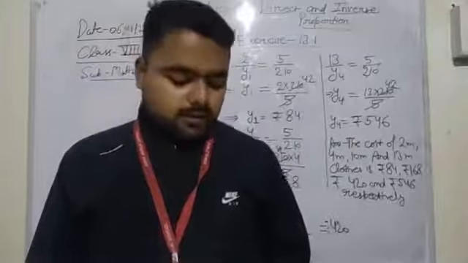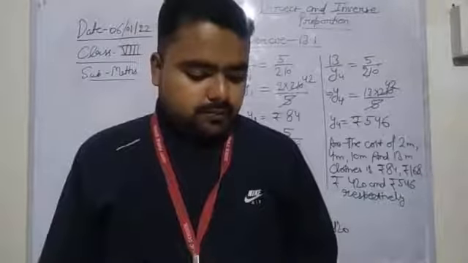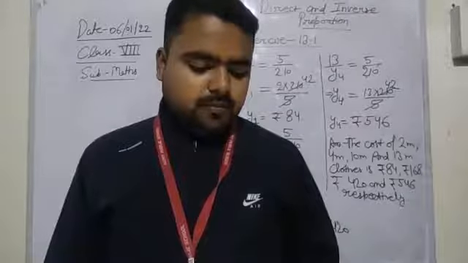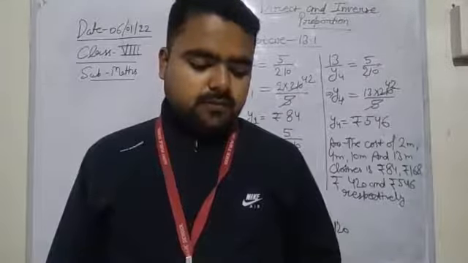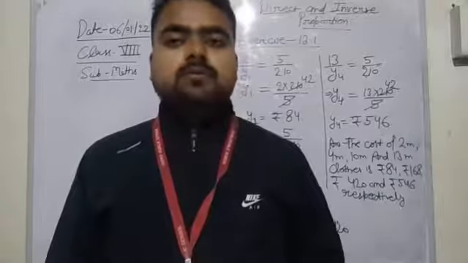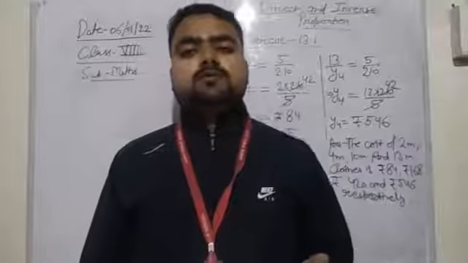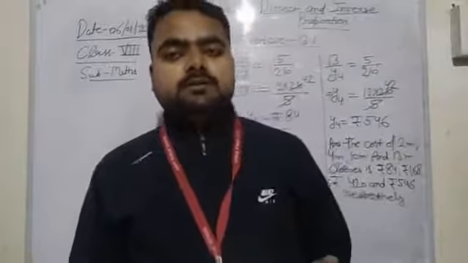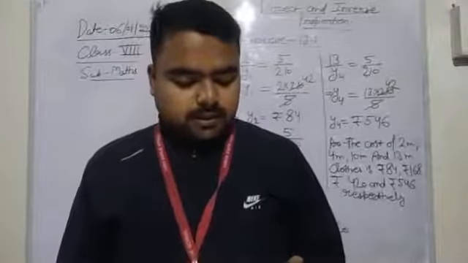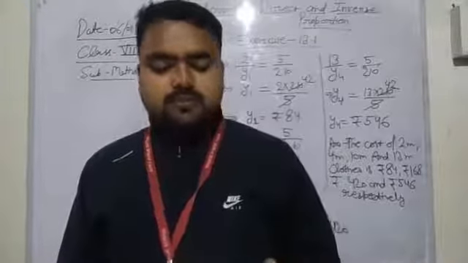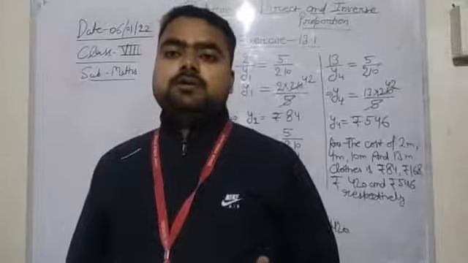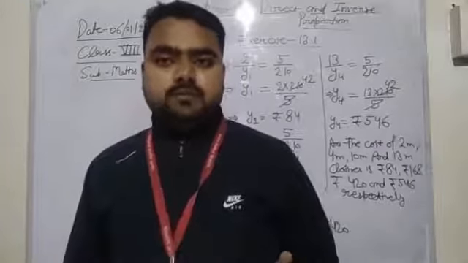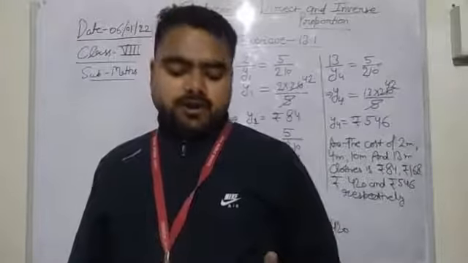Okay, then example 3. If the weight of 12 sheets of thick paper is 40 grams, how many sheets of the same paper would weigh 2 whole 1 by 2 kilograms? So 2 whole 1 by 2 kilograms is equal to 2500 grams. And we all know that the more the number of sheets, the more its weight. So it is always directly proportional.